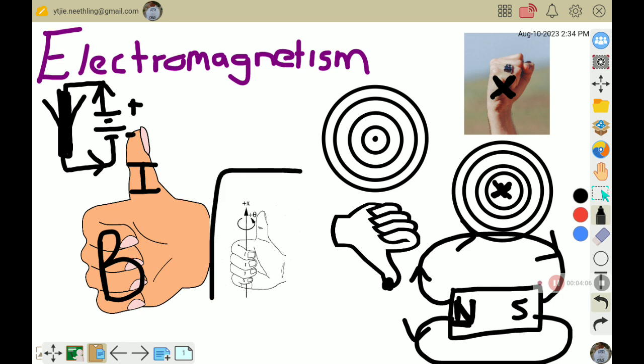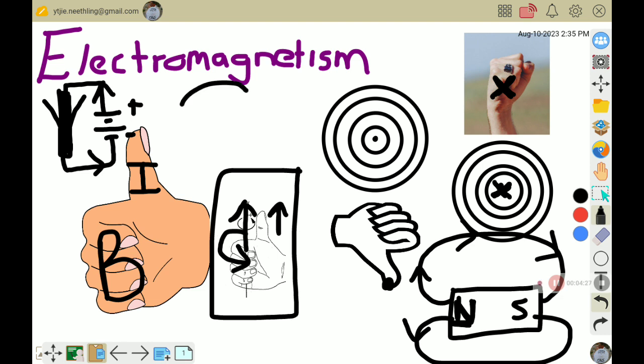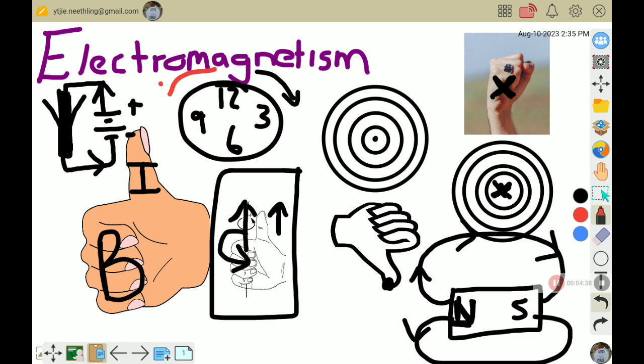If we look at this little picture, we can see that the current is moving upwards. So we point our thumb upwards and we see that our four other fingers will curl in that direction, and we will call it anti-clockwise. If we look at a clock, there's the 12, the 3, 6, 9. If it moves 12 to 3, it's clockwise, and if it moves from 12 to 9, it is anti-clockwise. So this picture we can see it's anti-clockwise.